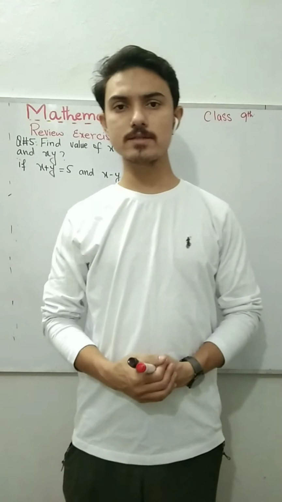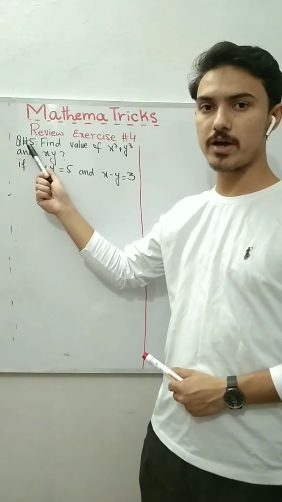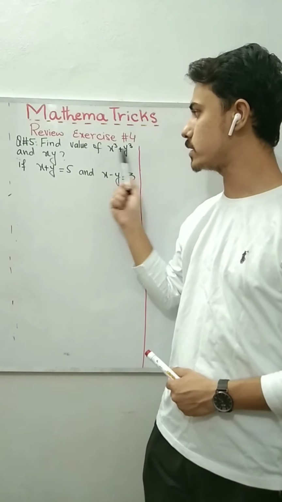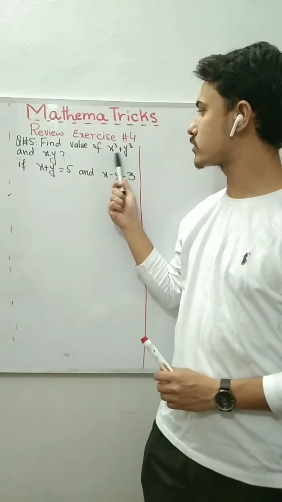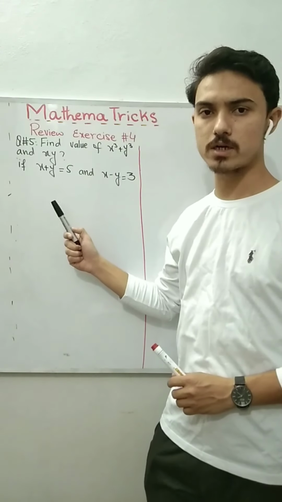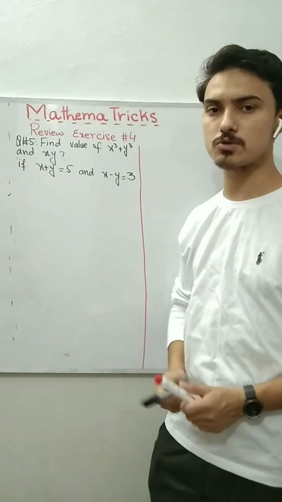So as you can all see on your whiteboard, I have given question number 5. What I need to do is find the value of x cube plus y cube and xy. So I have two things to find. The first one is x cube plus y cube and the second one is xy. With the help of what? The given is x plus y is equal to 5 and x minus y is equal to 3.